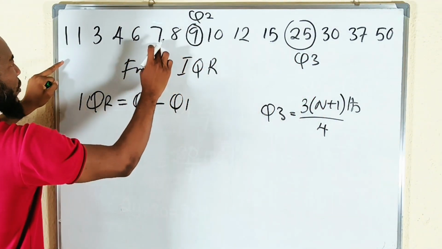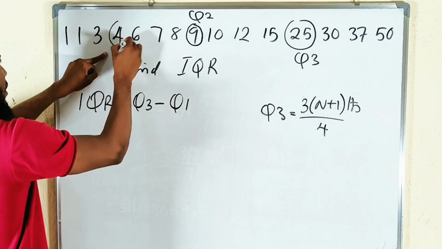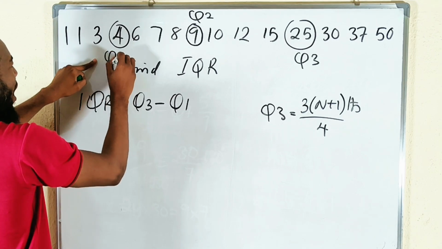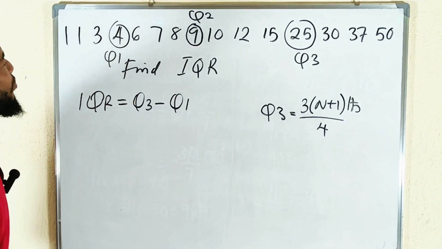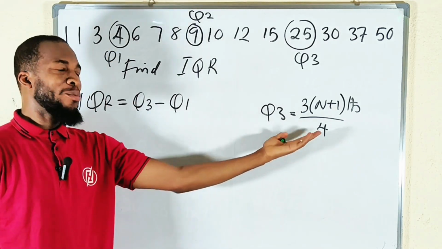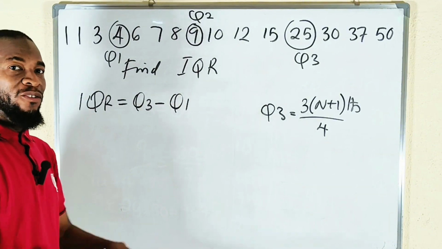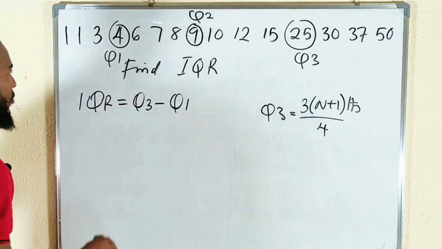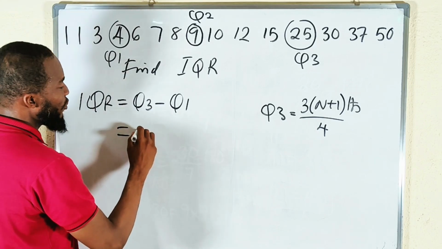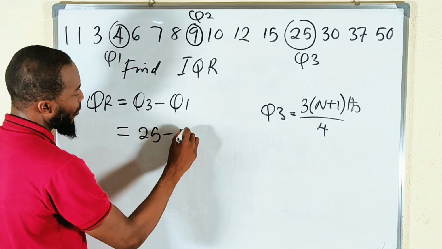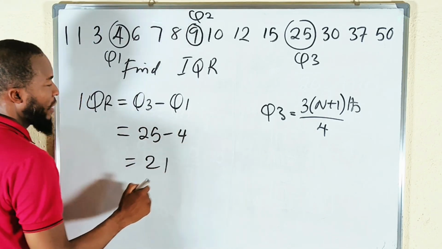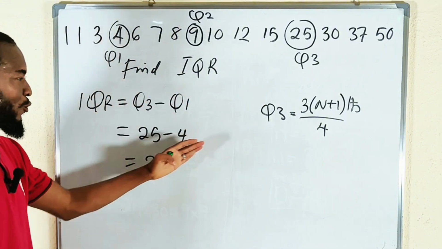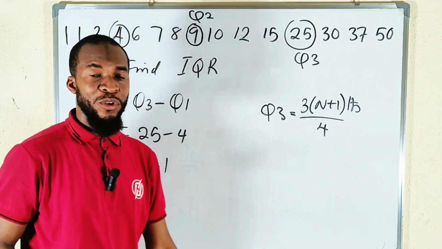Then come down here, 1, 2, 3, 1, 2, 3. This is Q1. So I think this is better than using the position formula. But in case you have a group data, you cannot use this idea. So, this is going to be 25 minus 4, which is equal to 21. Q3 minus Q1, 25 minus 4 equals 21.